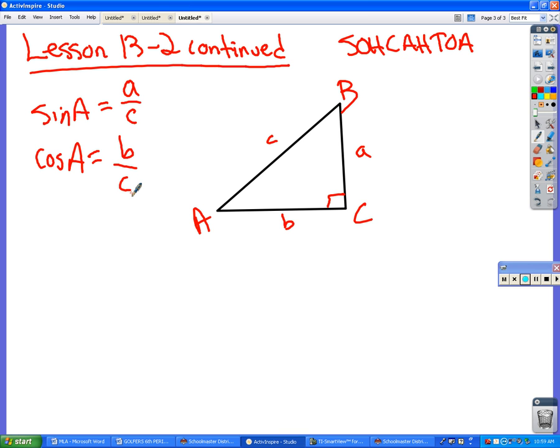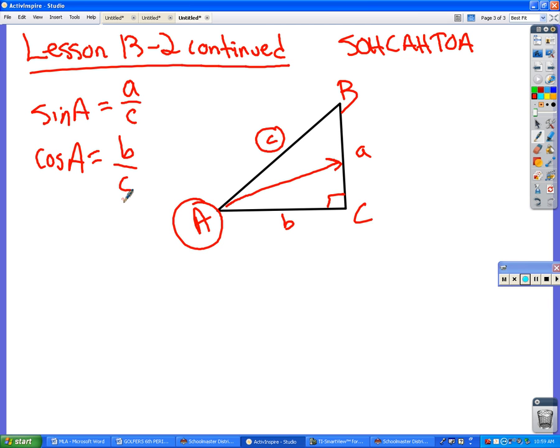I'm just trying to refresh your memory. The sine of an angle is the opposite side divided by the hypotenuse. If this is my angle, the opposite side is the one that's farthest away, and the hypotenuse, you all know, is the slanty side across from the 90-degree angle. So sine is A divided by C. Cosine is the adjacent side divided by the hypotenuse, which is B over C.